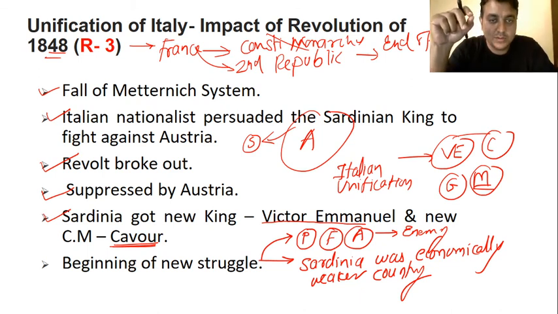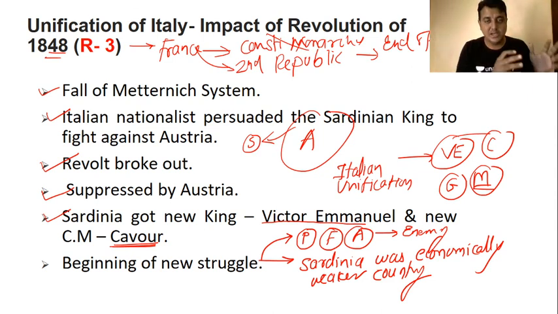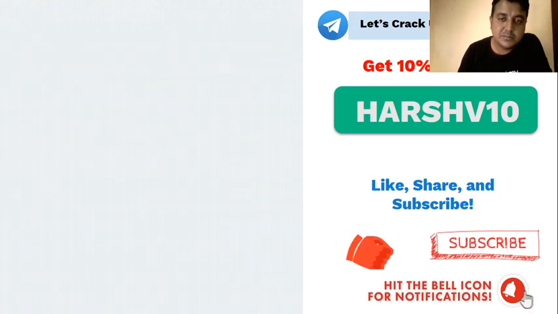So the challenges remain the same as when we started. As we started in 1796, the challenges were the same: presence of the papal state, presence of Austria, presence of France. In 1848, the challenges remain the same.